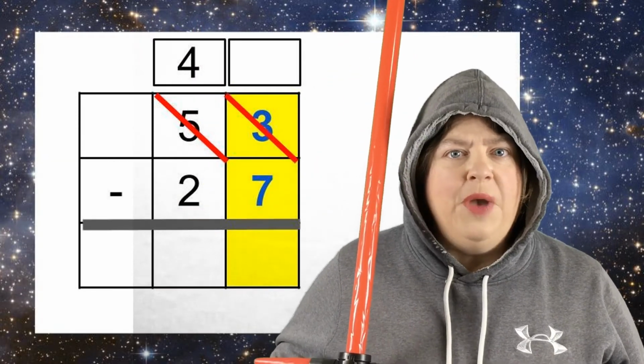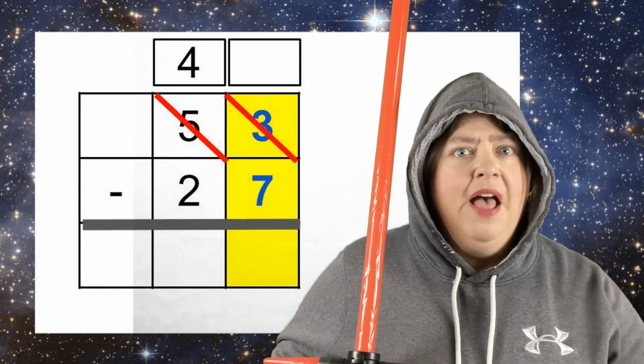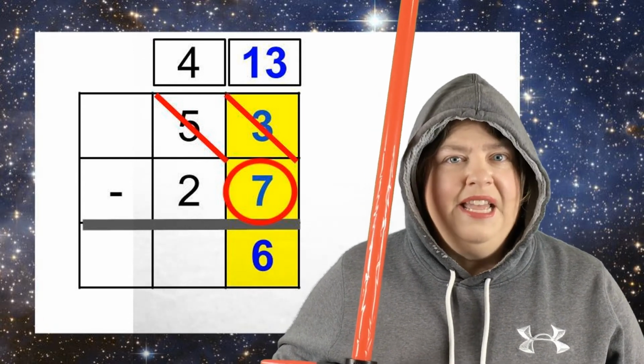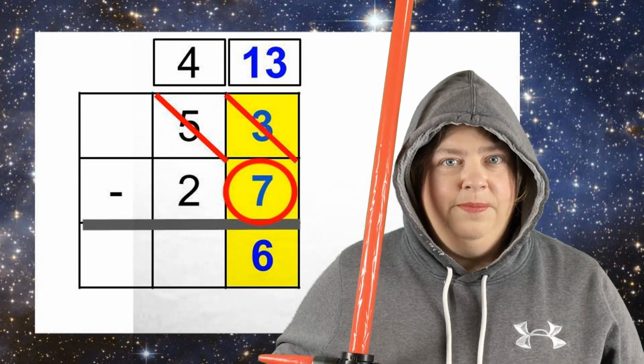What did you get when you added 10 plus 3? That's right, you got 13. We now have 13 ones. And if we have 13 ones, then we can definitely subtract 7 from that. 13 minus 7 is 6.